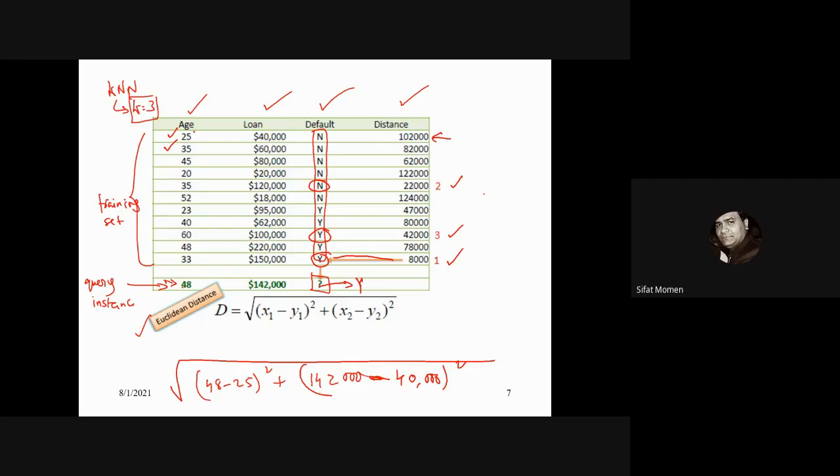Can anyone tell me? The problem with this approach, if you notice, is that the difference between 48 and 25 is small, while the difference between 142,000 and 40,000 is large. Which one is smaller? The age difference. Right. So the difference I calculate for age, and squaring that, would have a smaller impact than the loan. Is that clear?